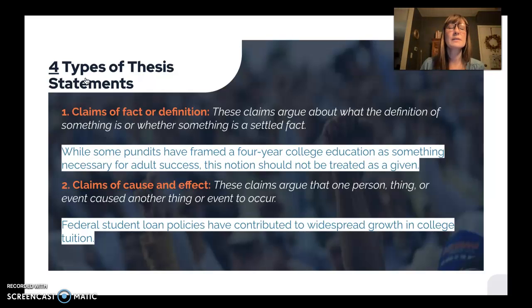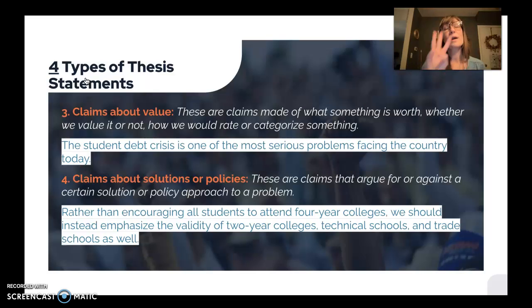Our second option is claims of cause and effect, essentially saying that this one thing exists because of another thing. It might come out looking like this. Federal student loan policies have contributed to widespread growth in college tuition. So this is going to be a speech that is proving that the increase in the price of college is directly a result of all of these federal student loan policies. Now again, there may be multiple causes to this particular effect, but this speech is going to be all about federal student loan policies.